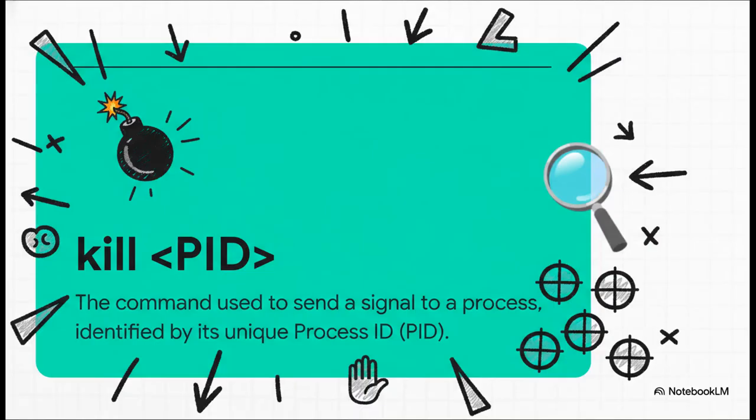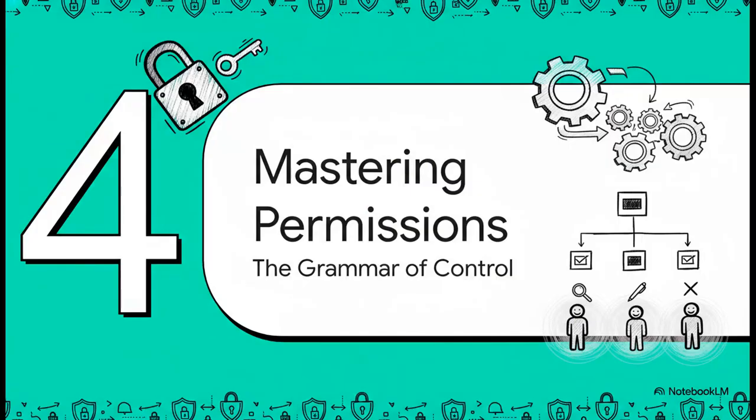And the tool you use to send these signals is the kill command. Every process has a unique ID number, called a PID. For that polite request, you just type kill and the PID. For the bouncer, that's kill -9 followed by the PID. It's incredibly precise and, well, very powerful. Now we're getting into one of the most important, and honestly, one of the most misunderstood concepts in the command line, permissions.